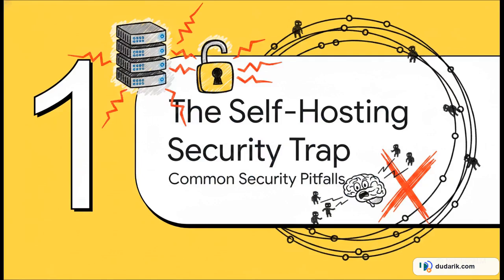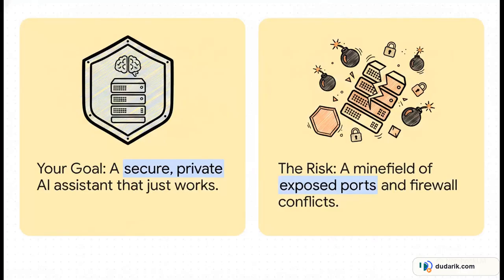It's this series of really common, super easy to make mistakes that can leave your server, and by extension your personal AI, completely exposed to the internet. And this is where things get tricky. On one hand, you have the dream, a secure, private AI assistant that just works. But on the other hand, the reality for a lot of manual setups is, well, a minefield. We're talking exposed ports, firewall rules that fight each other, and all sorts of vulnerabilities just sitting there.